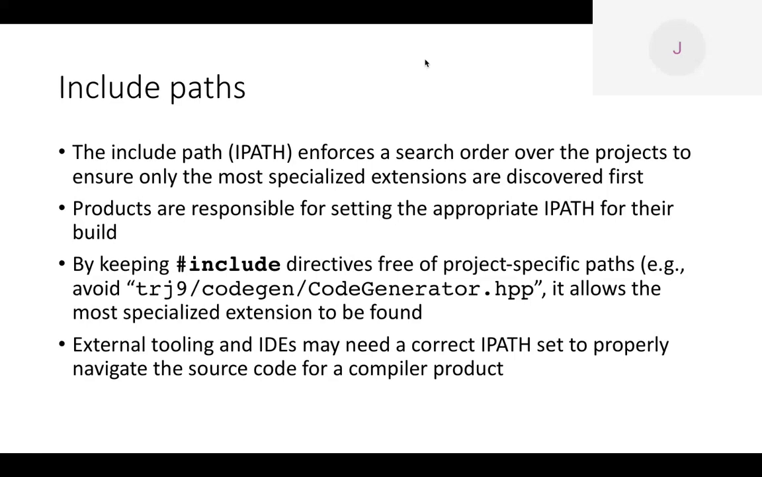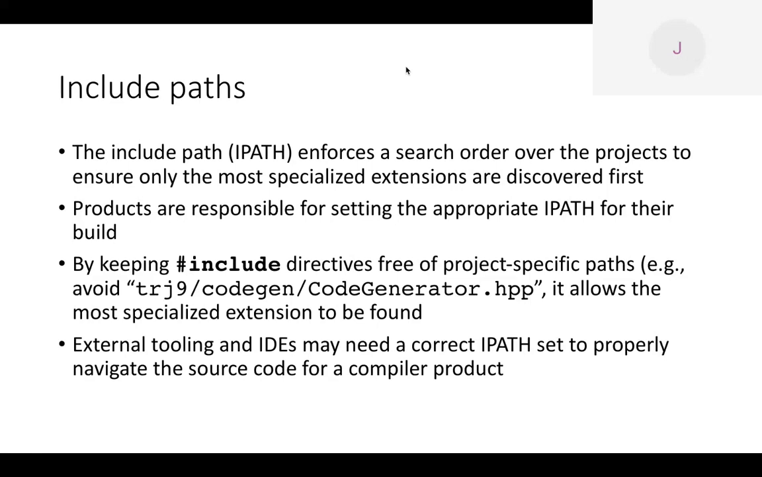You can't just have the file by itself. You actually have to have a stem path, and you shouldn't be including a project. Like in this particular example here in the third bullet, it talks about TRJ9. That's really not something that's recommended, except in very select circumstances when that truly is required to specify a project. If you want, for example, to include the code generator, you should just include codegenerator.hpp, and depending on what the iPath is for this particular product, it'll find the right code generator that should be included. You shouldn't have to tell it, find me the TRJ9 one.